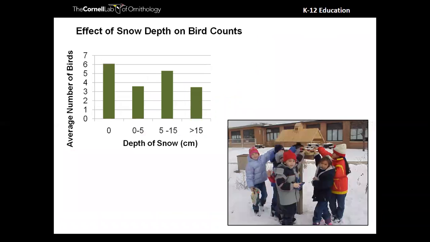Another great example of an observational study is the effect of snow depth on bird counts. And this was done by, I believe, a K-1 class. What I love about this experiment is that they did not need to identify birds to do it. They were looking at the number of birds and the snow depth. So they were building skills that were age appropriate: measuring skills and counting skills. And they were able to do a scientific investigation. So that's really, really fun and really cool.